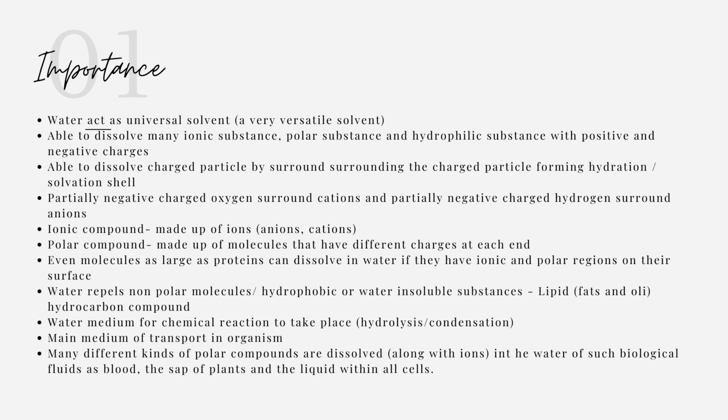So we have two compounds, which are ionic compound and polar compound. Ionic compound is made up of ions, which are anions and cations. For example, we have natrium chloride, natrium Na+ and chloride Cl-. A polar compound is made up of molecules that have different charges at each end. For example, we have sugar, we have vinegar.